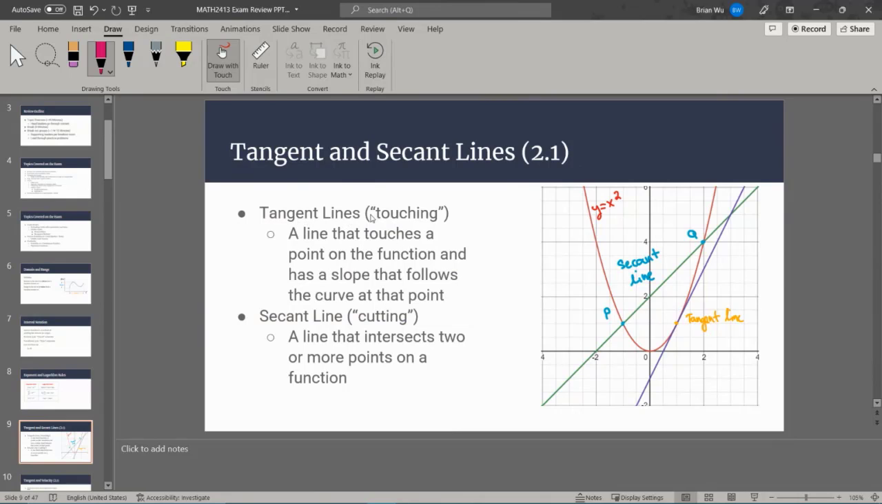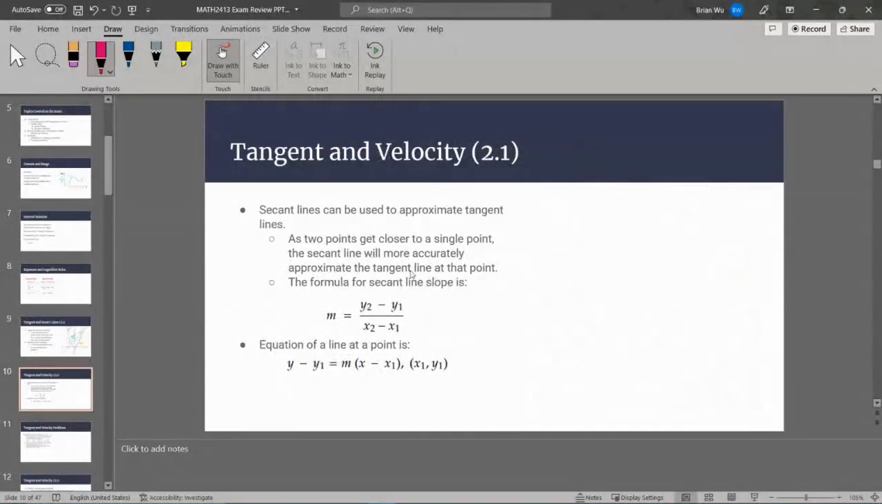Tangent lines are lines that touch a point on the function, and they have a slope that follows the curve. If you see this line, we have the tangent line touching this point and following basically the slope at the instant that it hits this point. A secant line is different, where it needs 2 points on the function and it cuts through. And secant lines can be used to approximate tangent lines.